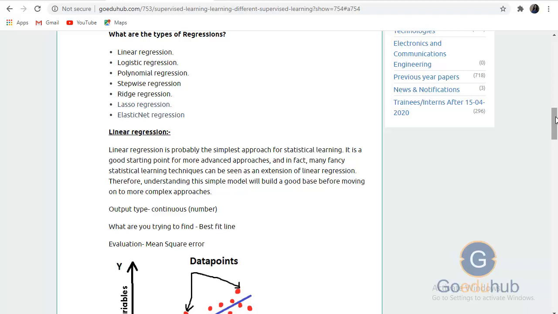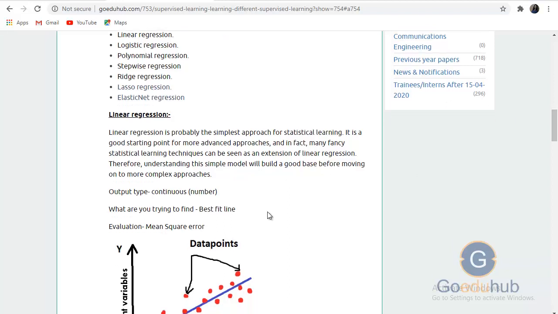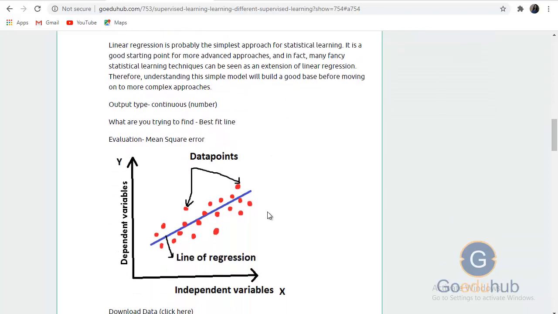And we can define linear regression like this. You can see the diagram here. Linear regression establishes a relationship between a dependent variable, which is y here, and one or more independent variables x, using a best fit straight line. We want to fit the best fit line, which is also known as the regression line. So here the output is a continuous number or a discrete value.